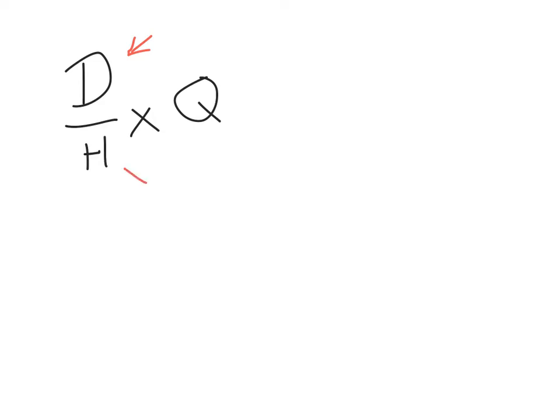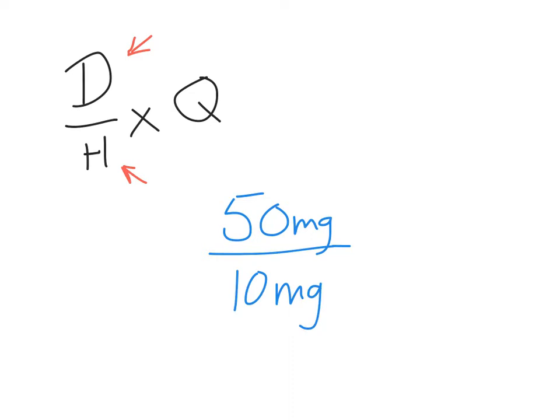Whereas H is also a dosage, but H is the dosage that we have on hand. So in our example, guys, the D was the doctor's order. That was the 50 milligrams. Whereas H was the dosage that we had on hand. That Zyrtec came as 10 milligrams in each tablet.